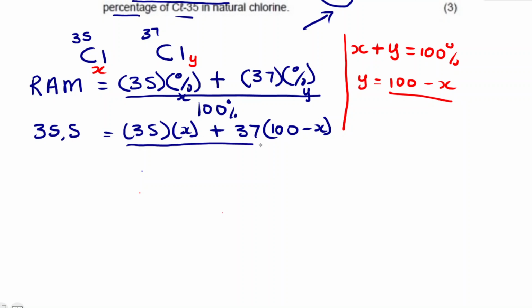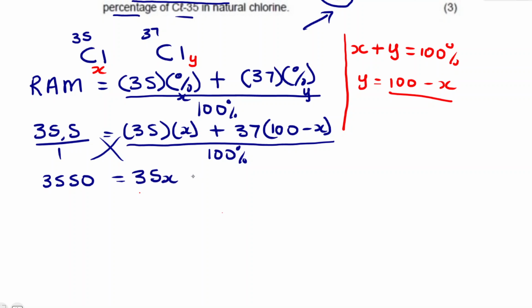We divide everything here by 100%. So this 35.5 is over 1. That means we can cross multiply. 35.5 multiplied by 100 will give you 3,550. So we have to multiply everything now in the numerator. 35 times X is 35X, plus 37 multiplied by 100, that is going to be 3,700. 37 multiplied by negative X is going to be negative 37X.